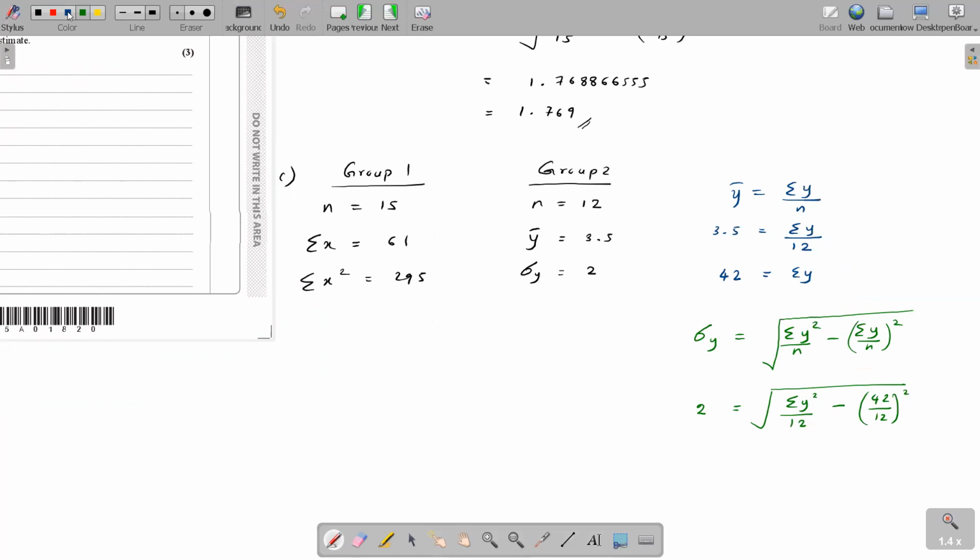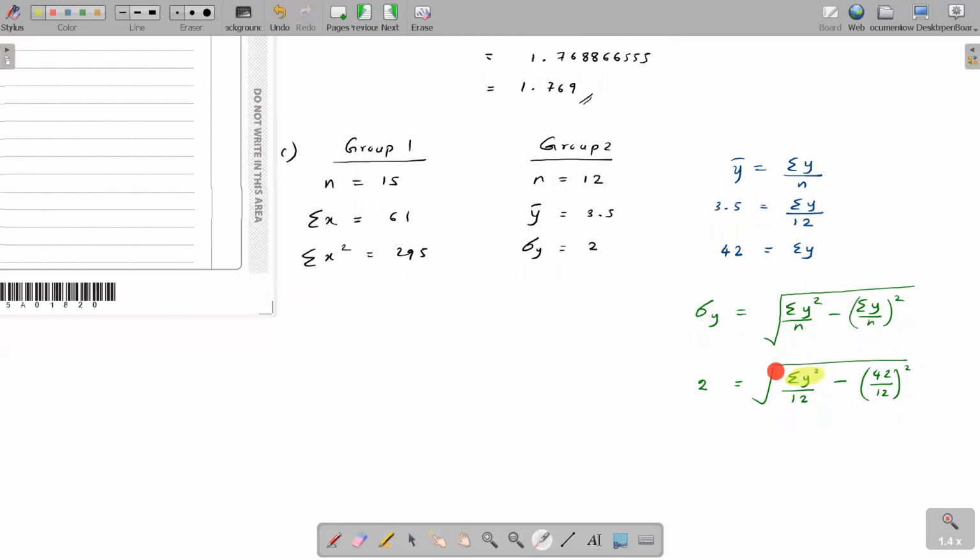So what's your task now? You have to make sigma y square the subject. I think the best thing to do is to remove the big root, right? Shall we remove the big root? Square, and the square and root removes. This becomes 4 plus the minus 42 over 12 comes to the other side.